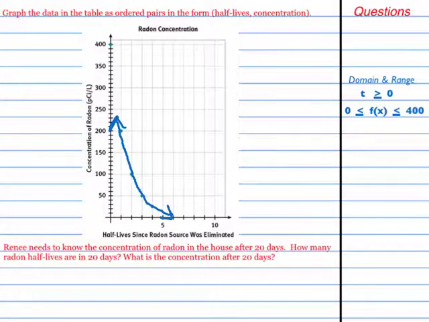Now, Renee needs to know the concentration of radon in the house after 20 days. So what I'd like you to do is use the table on the previous page with the patterns you recognized and this graph. Tell me how many radon half-lives are in 20 days. What is the concentration after 20 days?